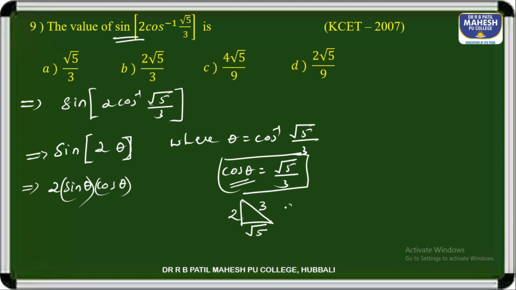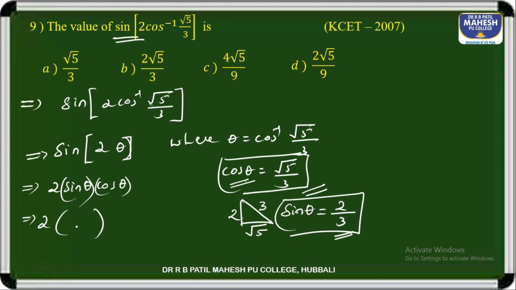And I want sine theta, so I'll apply the sine theta definition. What is that? Opposite divided by hypotenuse. So this is going to be sine theta, 2 by 3. Sine theta is there, cos theta is there. Just substitute in this famous formula: 2 into sine theta, 2 by 3, into cos theta, root 5 by 3, then simplify it. 2 into 2 is 4, root 5 divided by 3 into 3, 9. So what is the value of the expression? 4 root 5 divided by 9.